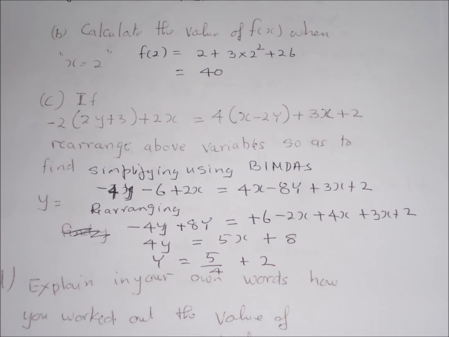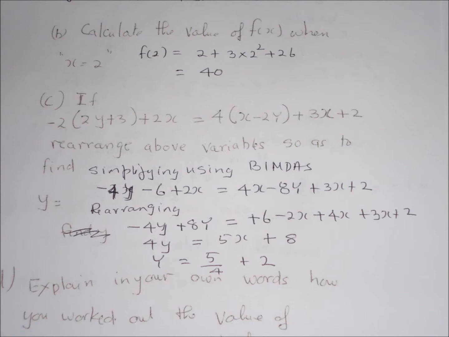So I open up the bracket first, which is minus 2 lots of 2y plus 3. First, I'll start with 2, leaving aside the negative until after I finish opening up the bracket, which is 4y. So if I open up 2 lots of 2y plus 3, it will be 4y plus 6, but the negative of it will be minus 4y and minus 6. Then the plus 2x. Similarly, when I open up 4 lots of x minus 2y, which is in brackets, it gets 4x minus 8y, and then plus 3x and plus 2.